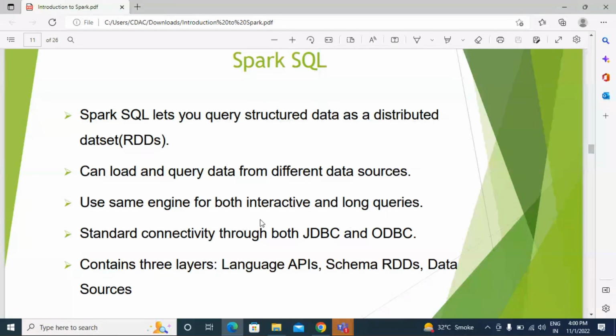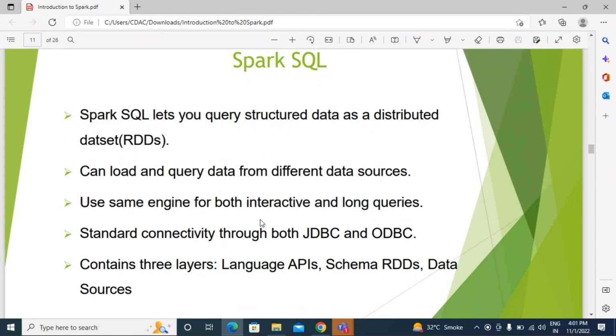Then comes your data source. So there can be multiple data sources. I told you, your data source can be your Cassandra database. You can have JSON documents. You can have Hive tables. All these can be your data sources. So there are multiple data sources which are being supported.